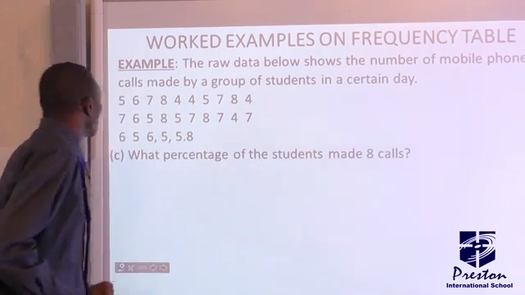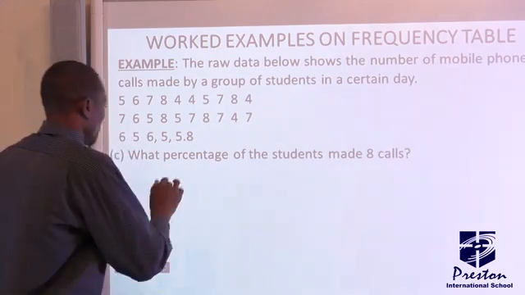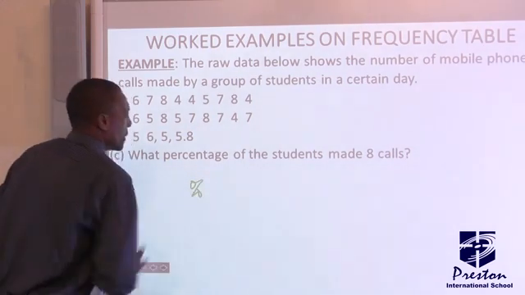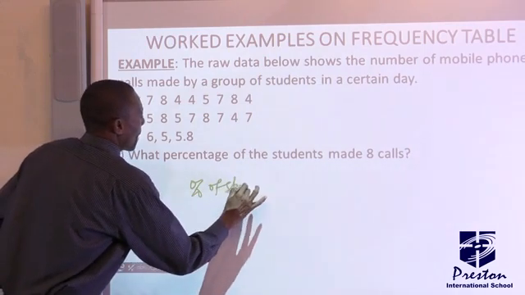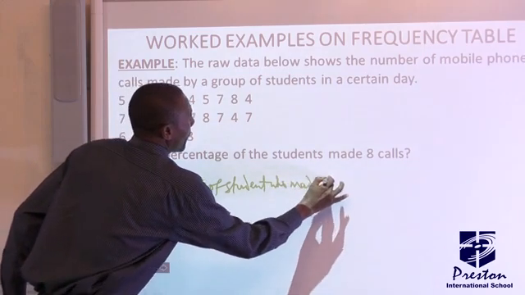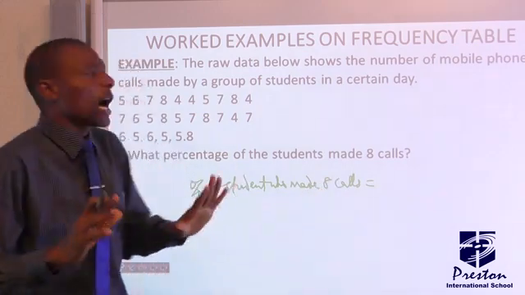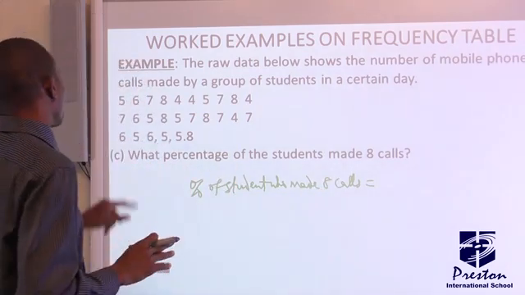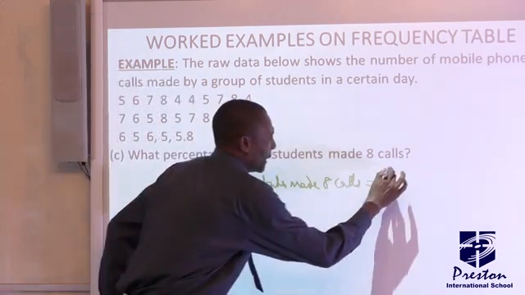The last one says, what percentage of the students made 8 calls? It simply talks about how many students made 8 calls. Looking at this list, 1, 2, 3, 4, 5. We have 5 of them.